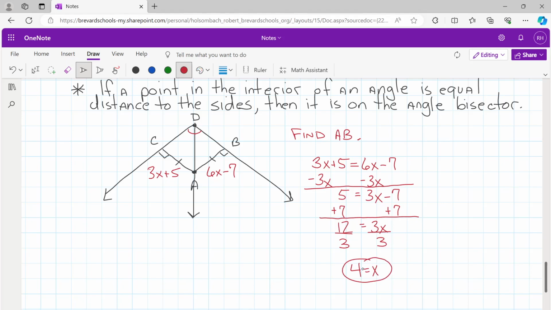So if 4 is equal to x and we need AB, well, wouldn't AB be equal to 6 times 4 minus 7? And 6 times 4 is 24, minus 7 is 17. All right, so AB is 17.